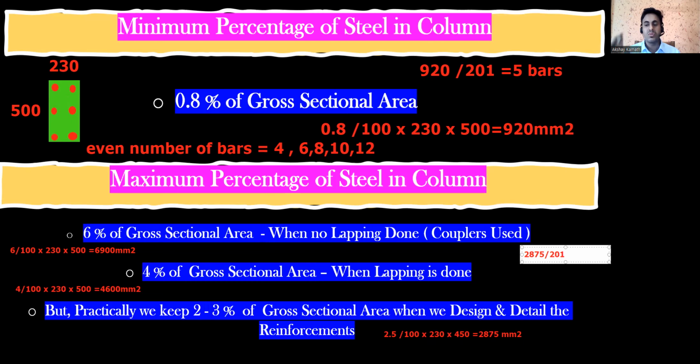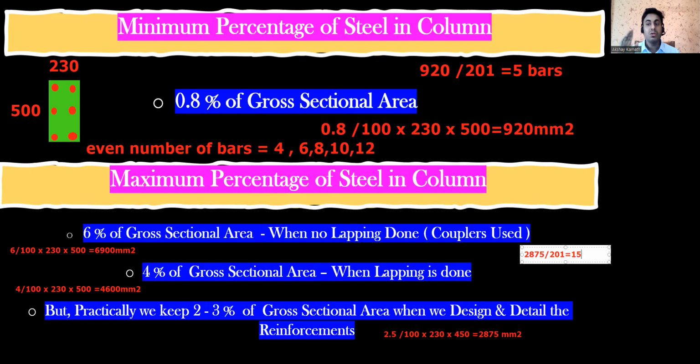It's 201. So 2875 divided by 201, I'm getting 14.3. We always take it to the next higher value, which is 15. Practically, 15 is an odd number.